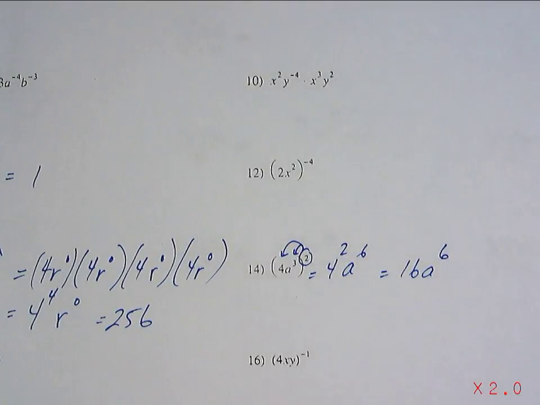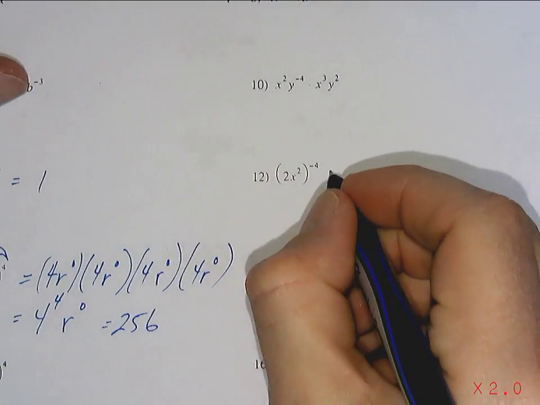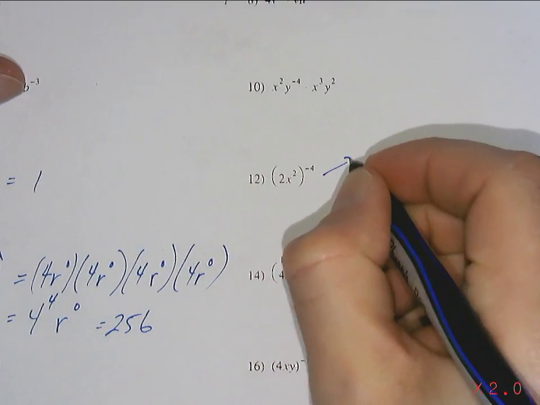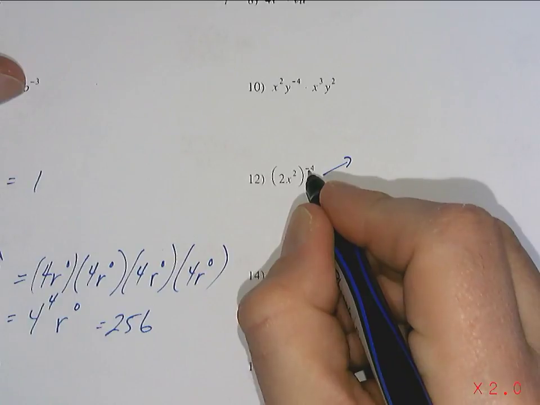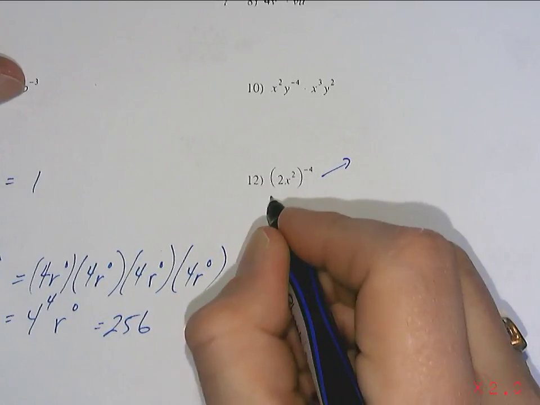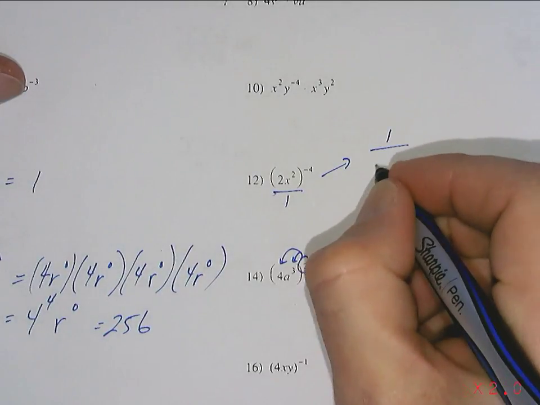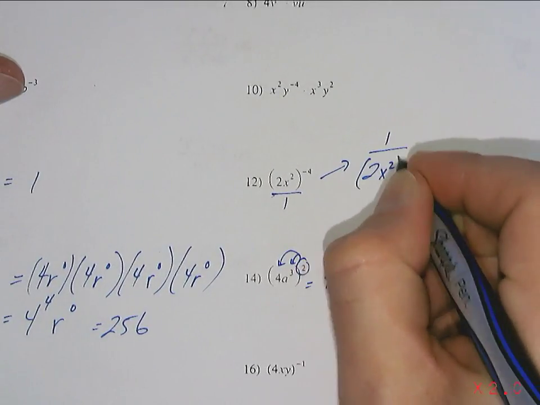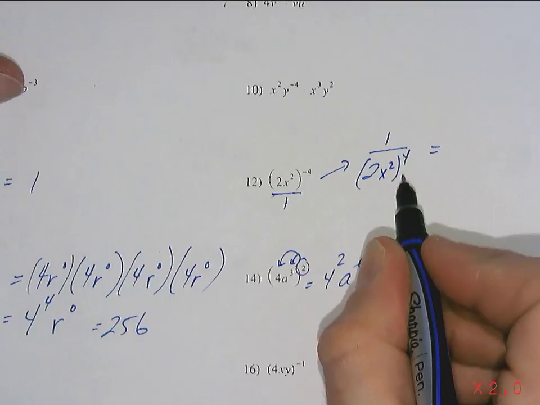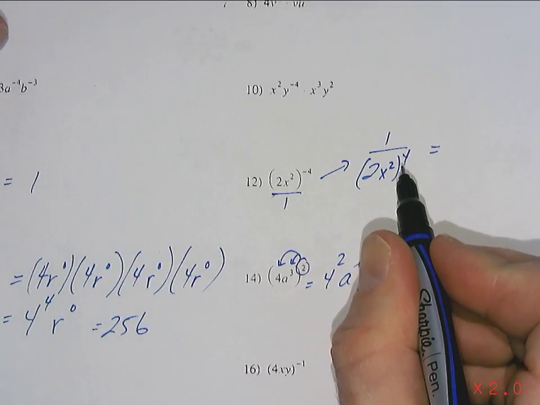So what are you going to get, Vespa? You'll end up with 2x to the... We have two ways of doing this. Here's one way. Negative exponent means that if it's negative in the top, it'll be positive in the bottom. So it'll be 1 over 2x squared all to the 4. That gets rid of the negative exponent with the 4. That's one way to do it.